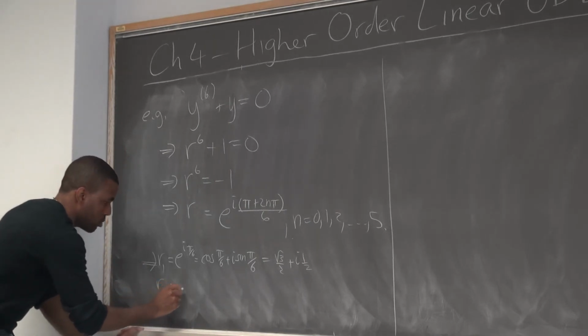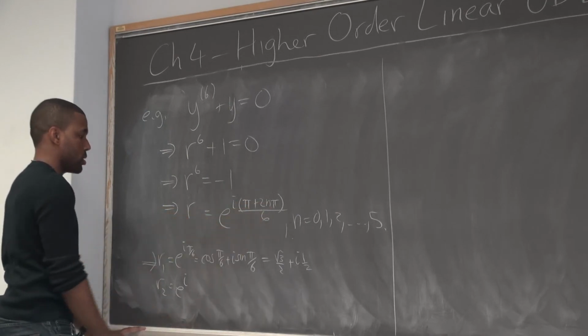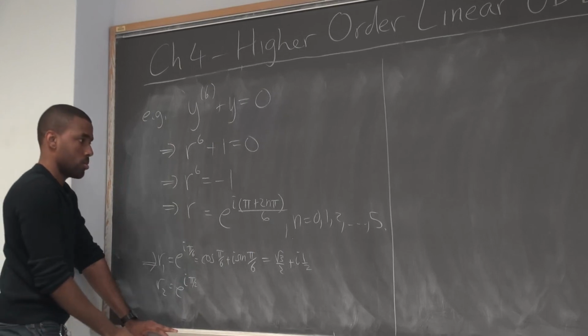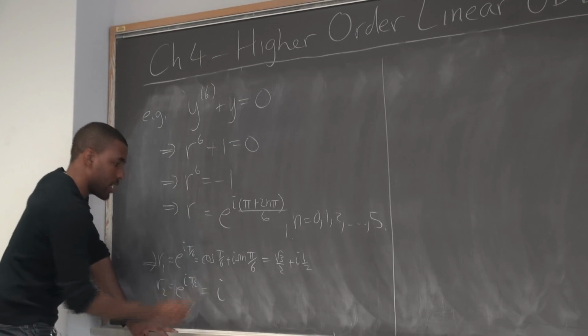My second solution would be e to the i 3 pi over 6. This gives us what? Pi over 2. Right? Which, we actually know that one. That's just i.